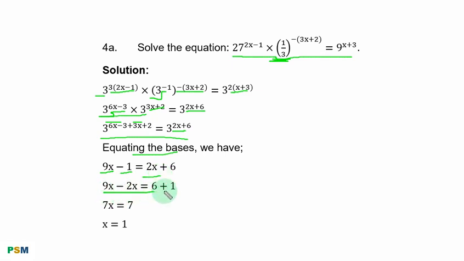You collect like terms. You have 7s equal to 7. Divide through by 7. s is equal to 1.